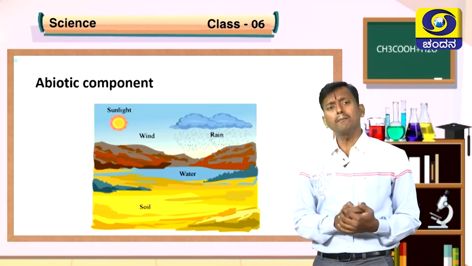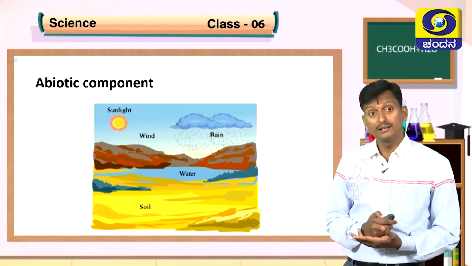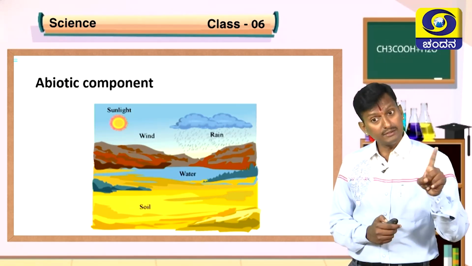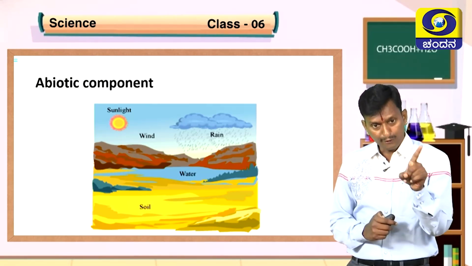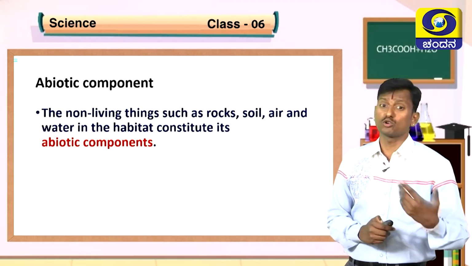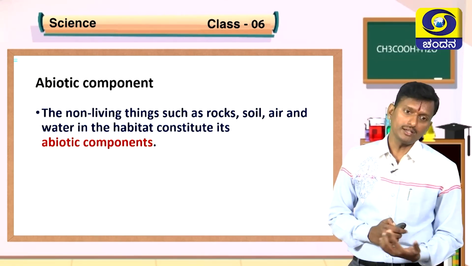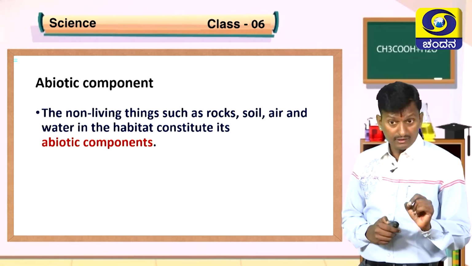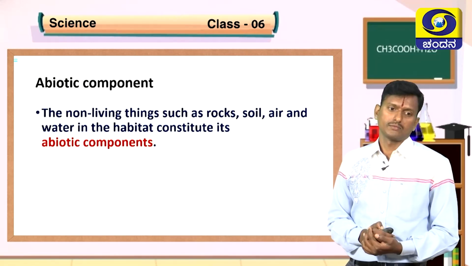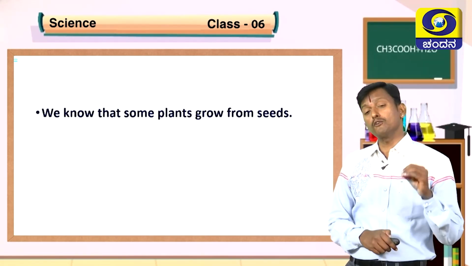See, this is abiotic component. Sunlight, wind, rain, water, soil. What does that mean? Are they living things? No, they are non-living things. That means the non-living things such as rocks, soil, air and water in the habitat constitute its abiotic components. Keep in mind, without abiotic components, living things cannot exist. So, both are interacting with each other. We know that some plants grow from seeds.